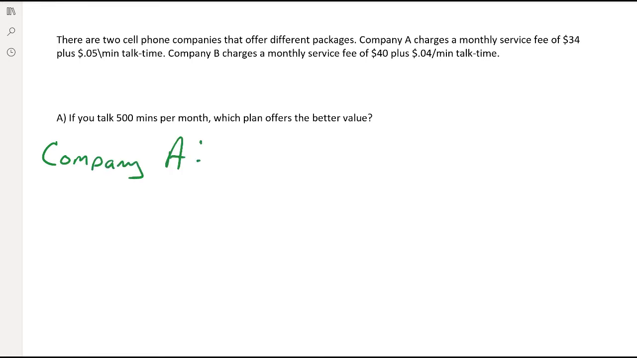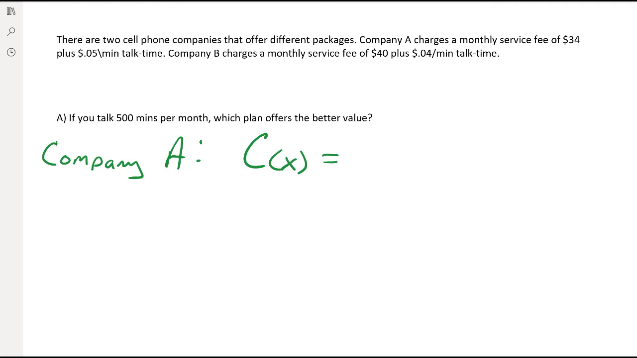What I'm going to use here is our function notation, and I'm going to use C of x. So what does this mean? This is the cost of using the phone with this company, where x represents the number of minutes that we talk. And they told us that we have a monthly service fee of $34 plus 5 cents per minute of talk time for Company A.